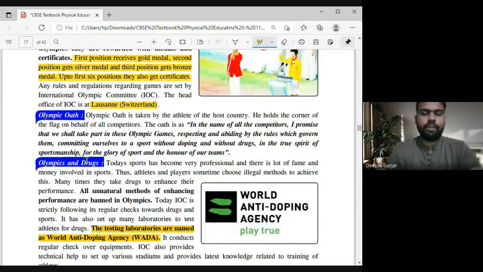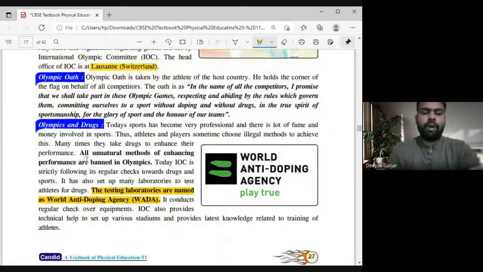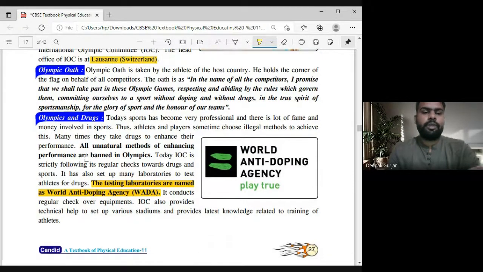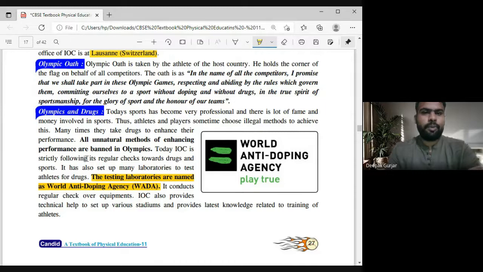What is the Olympic oath? In the name of all the competitors, people promise that they will respect and abide by the rules and regulations, without doping and with the true spirit of sportsmanship, for the glory of the nation and of their teams. There is WADA, the World Anti-Doping Agency, which acts against doping. Doping is the use of banned substances in sports and games. There are basically three types of doping: drug doping, blood doping, and gene doping, right?